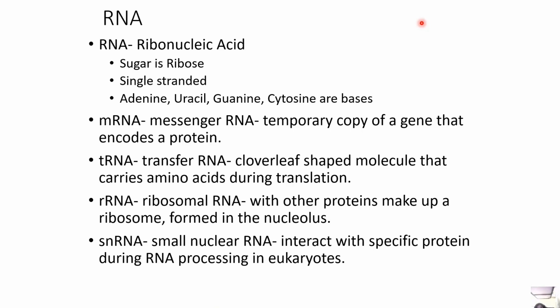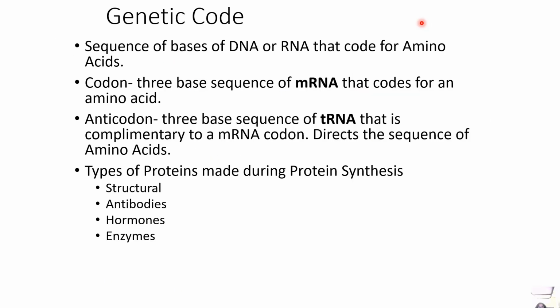Messenger RNA is a temporary copy of a gene that encodes a protein. Transfer RNA is a clover-shaped molecule that carries amino acids to the ribosome. Also, ribosomal RNA with other proteins becomes the ribosome and may be found in the nucleus. Small nuclear RNAs interact with specific proteins during RNA processing in eukaryotes. The genetic code is the sequence of bases of DNA and RNA that code for amino acids. A codon is a three-base sequence of mRNA that codes for an amino acid. An anticodon is a three-base sequence of tRNA that is complementary to a codon. Also, proteins made during protein synthesis function as structural proteins, antibodies, or enzymes.